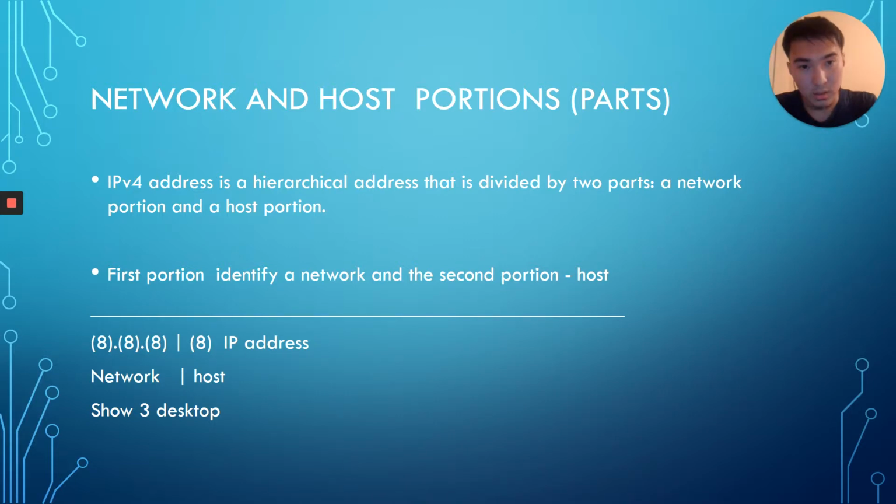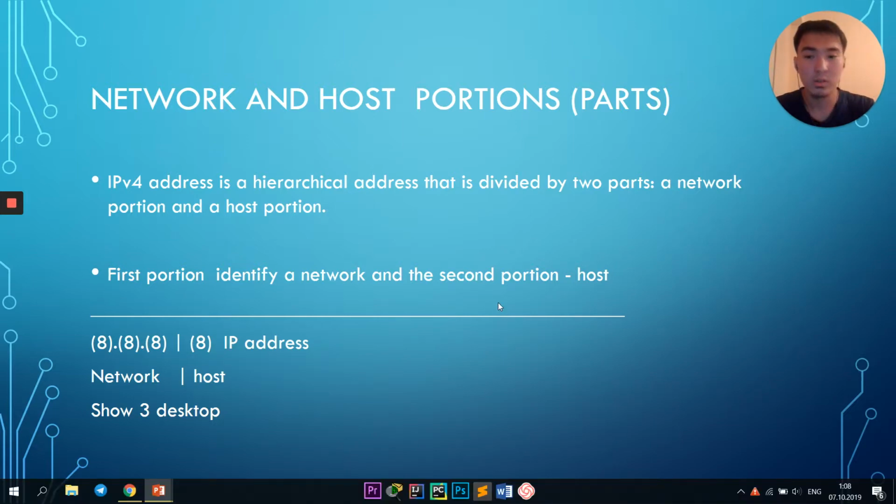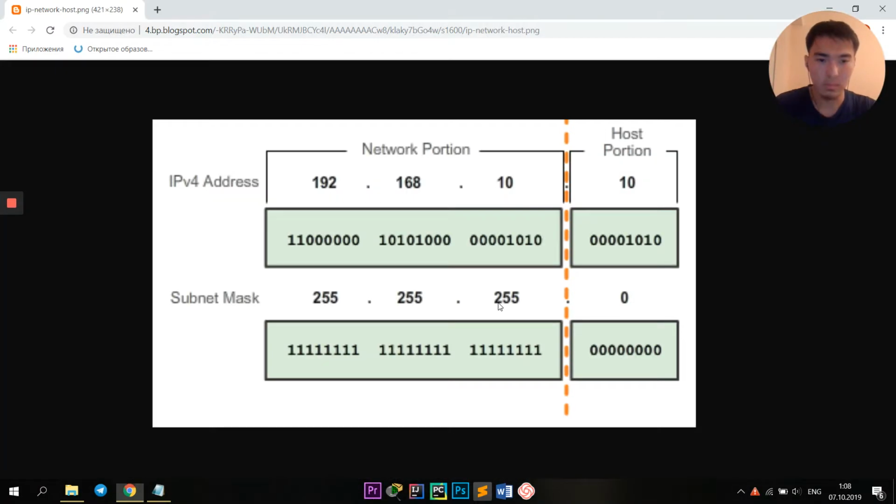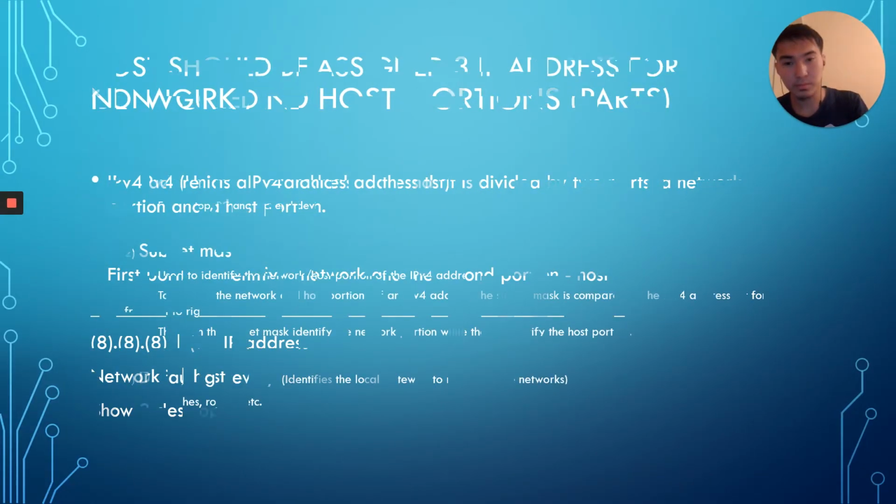Our IP address is divided into 2 parts, a network portion and a host portion. The first portion, the network, identifies a network, and the second portion is the host. So here we see the page for this. We have an IP address, it's divided into 2 parts, this for the network, this for the host. So continue.